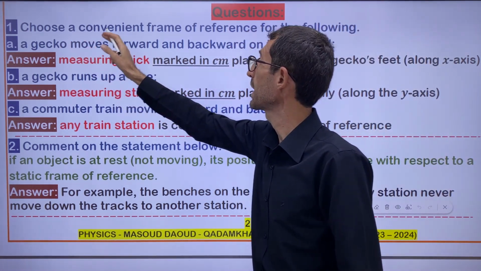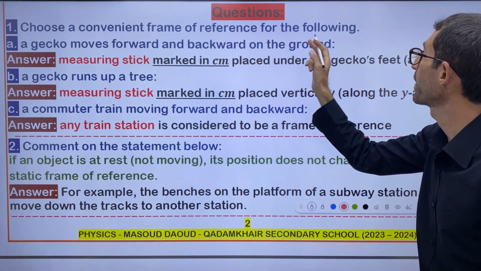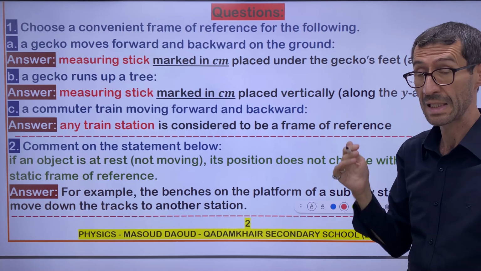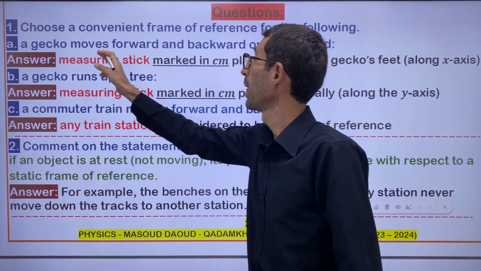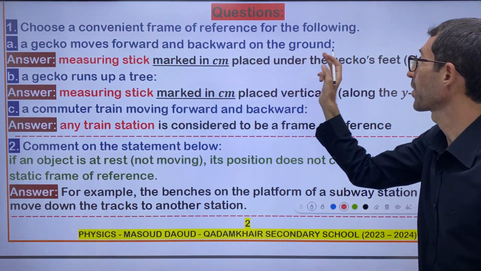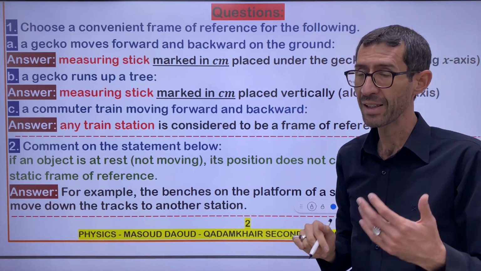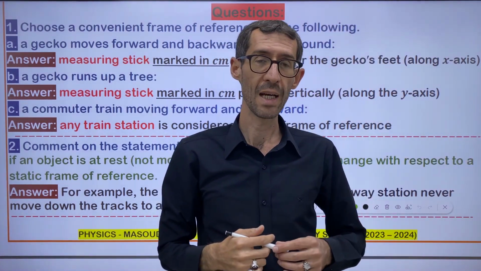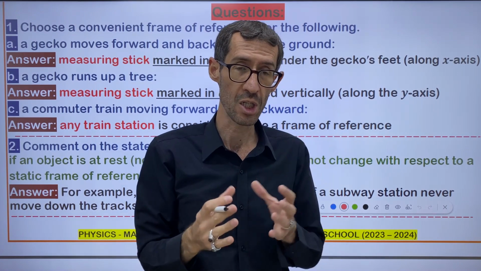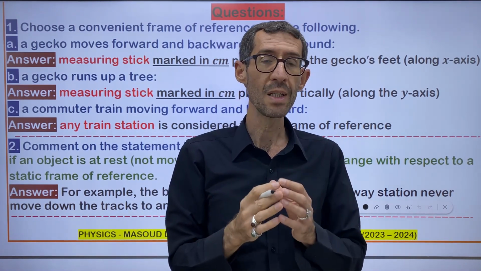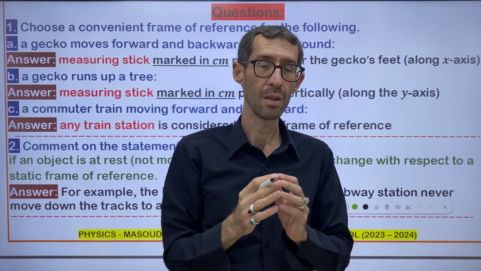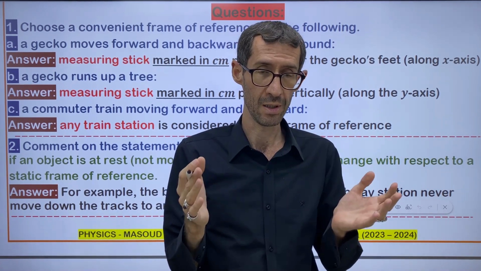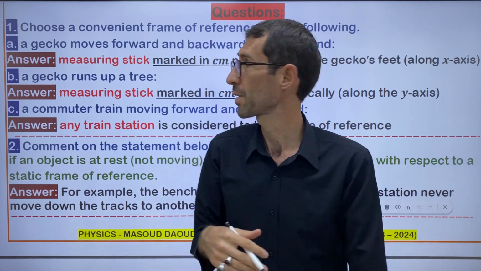Question number one: choose a convenient frame of reference for the following. A gecko moves forward and backward on the ground. And let me remind you that the frame of reference is a location in which the motion is taking place. This is called the frame of reference.